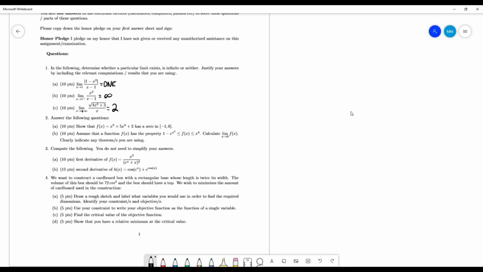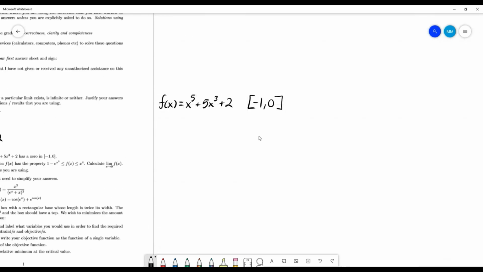Let's take a look at this number 2 now. So we've got f of x equals x to the 5th plus 5x to the 3rd plus 2. And we want to show that it has a 0 somewhere in this interval. Well, if we remember, we can do this using the intermediate value theorem, or just IVT, which is probably how I'll refer to it during this.